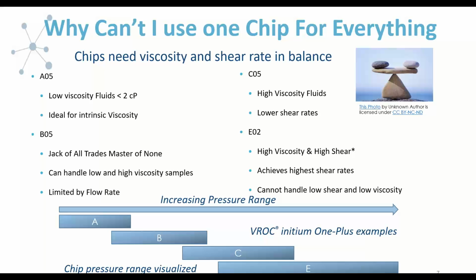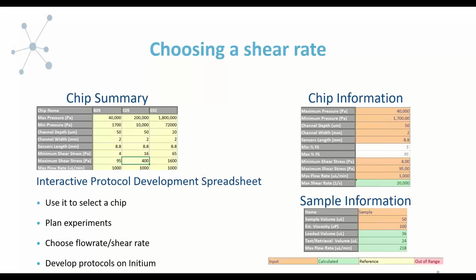Then a C chip, which will have a little bit of overlap with the B chip range, and then an E chip where you have a broader range and it overlaps well with the C chip but not the B chip, and so on and so forth. And so we also have tools that we can use to then choose a shear rate.